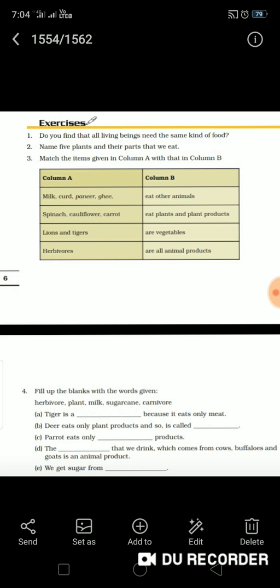So these all are the 5. You have to write only 5. So just write it down: potato, banana, radish, wheat, cabbage. The parts are stem, flower, root, seed, leaves respectively.